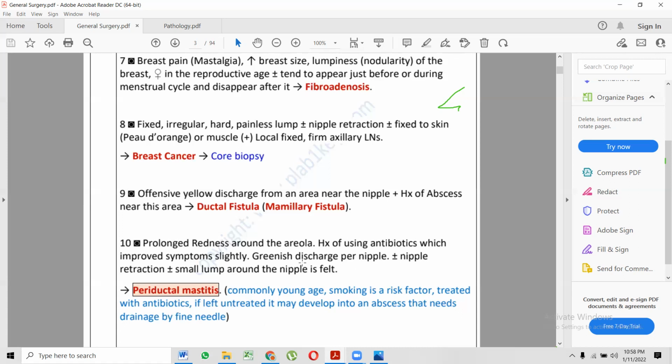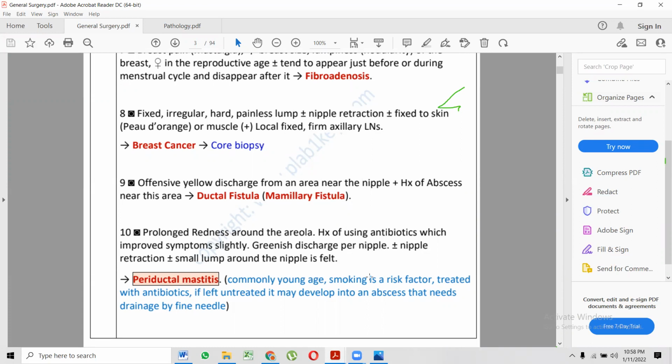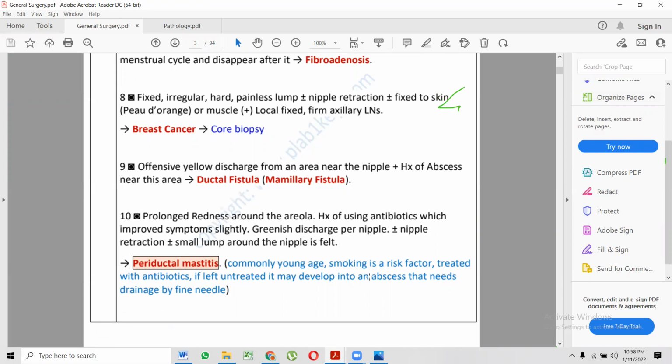While in periductal mastitis, you can see mastitis, inflammation, so redness, prolonged redness, and the greenish discharge is from the nipples and not from an area near the nipple. Is it clear? Yeah, yeah. Thank you.